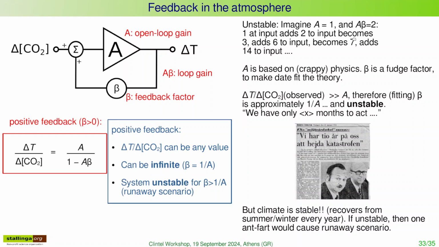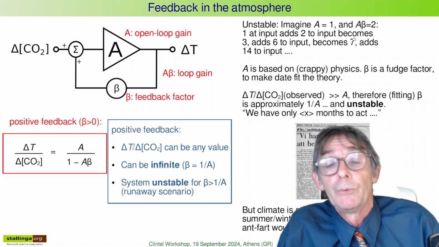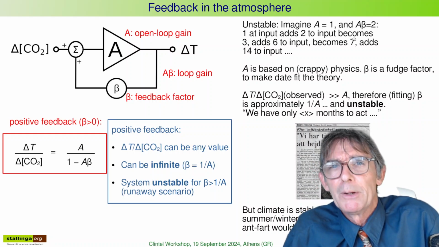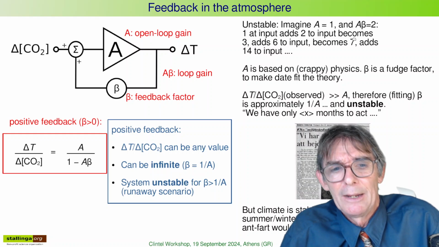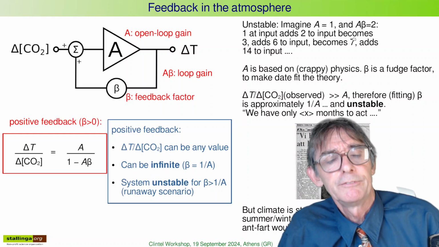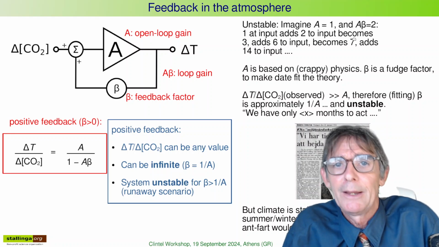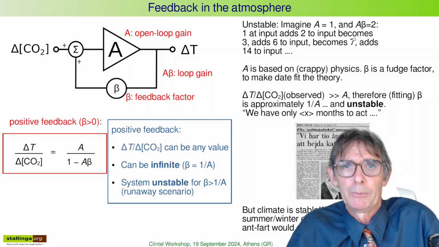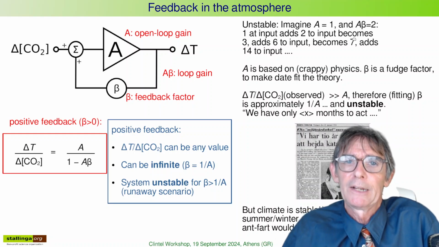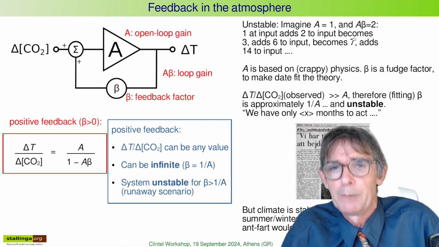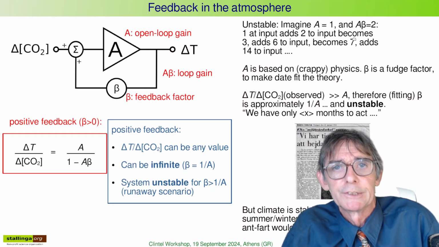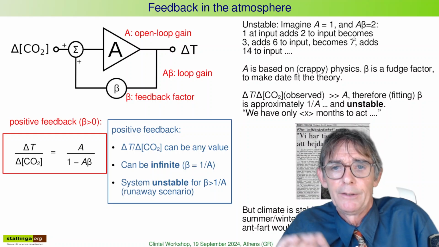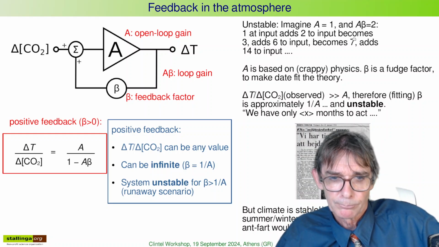But basically, they constantly come with this idea that we have only a certain amount of time to react, because in their analysis they use feedback, and in the feedback they have a feedback factor that is very close to 1 divided by A. In that case, the feedback can even go to infinity and the system is unstable. So the two things: it can get a very strong effect and the system is unstable, and therefore we need to act, because an unstable system, once it has become unstable, then we are completely doomed.